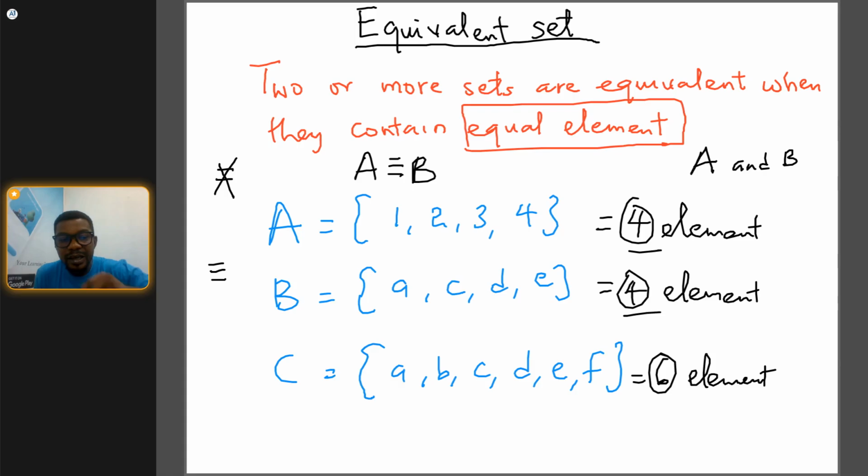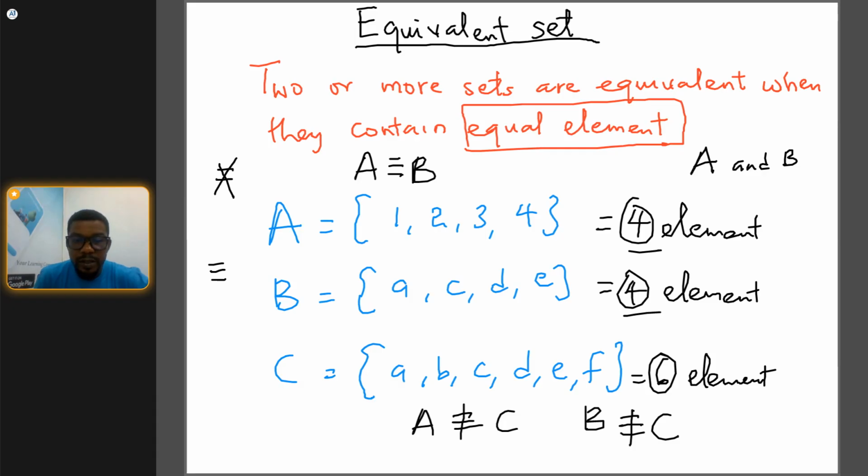Okay, A is equivalent to B, but A is not equivalent to what? C. And also B is not equivalent to what? C, because they have different numbers of elements. All right, so I believe that is clear. If it's clear to us, please thumbs up. We'll move on to the next term.